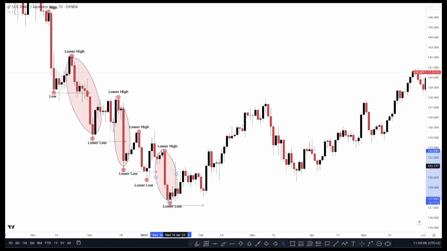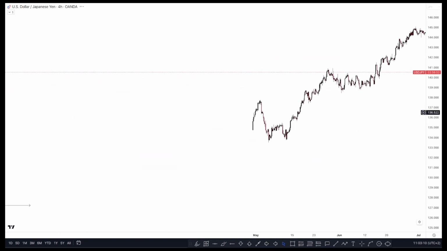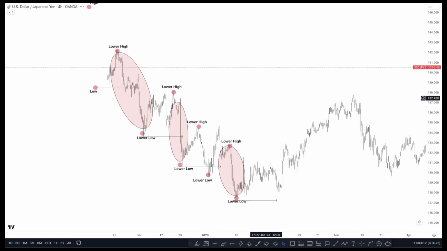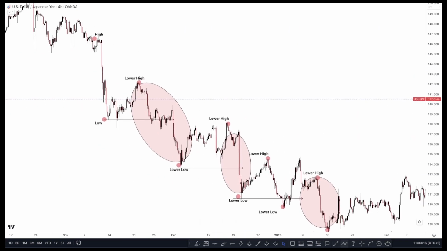Now let us drop down to a lower time frame, which could be a 4-hour or a 30-minute or 1-hour, right here. And just so you can see, this is what I was referring to. On a lower time frame, you can see that we are having a trend moving to the downside, and we are also having a trend moving to the downside.